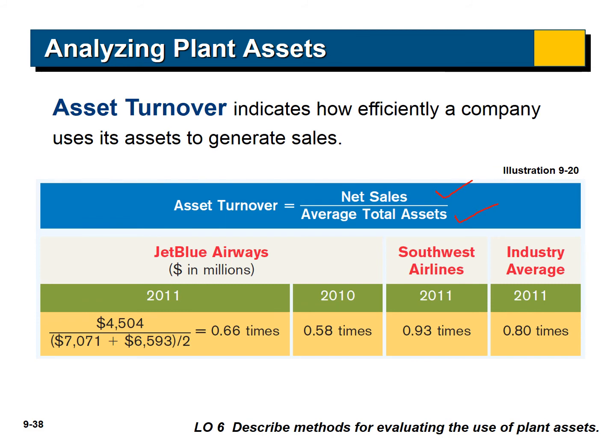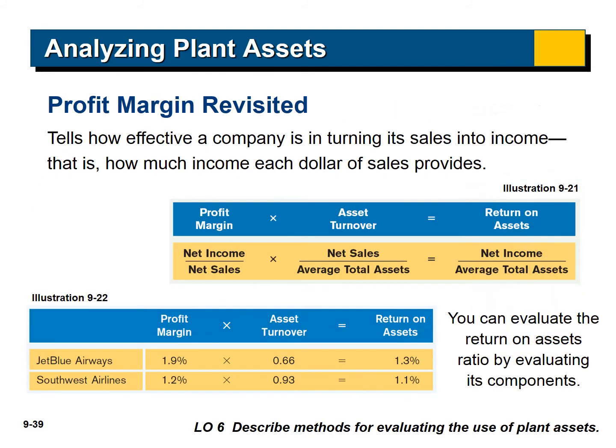So for example, JetBlue .66 times means for every dollar of assets they have, they get 66 cents of sales. Or another way of saying that, they sell their assets 0.66 times during the year. It is lower than Southwest and lower than the industry average. So JetBlue is not doing a very good job in terms of efficiently using its assets. A higher number is better, means more efficient.